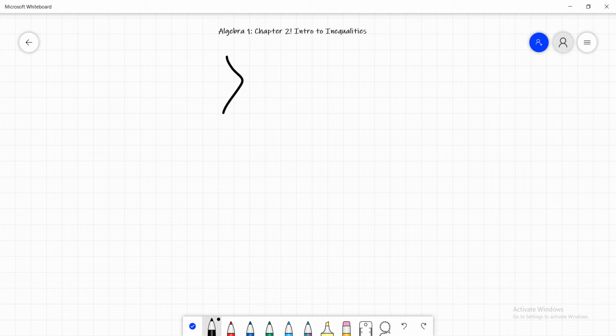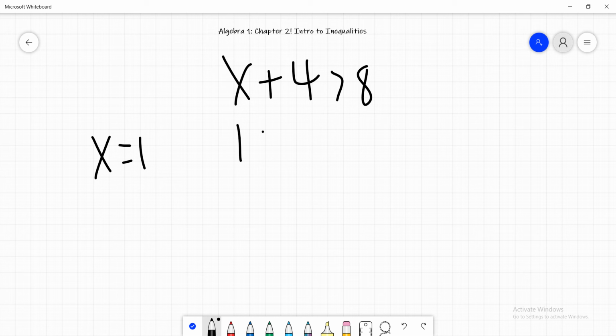So, let's take this inequality, x plus 4 is greater than 8. For what values would x plus 4 is greater than 8 be true? So let's say x is 1. 1 plus 4 is greater than 8, right? No. 1 plus 4 is actually 5, and 5 isn't greater than 8. So I'm going to have to try a different value for x. There's actually a faster way to solve this, but I just want you to understand when inequalities are true and when they're not.